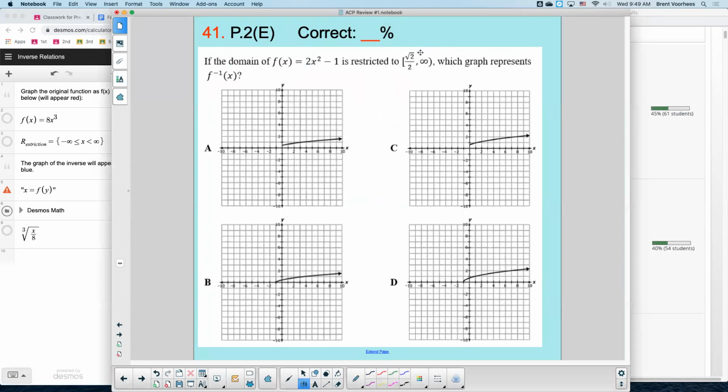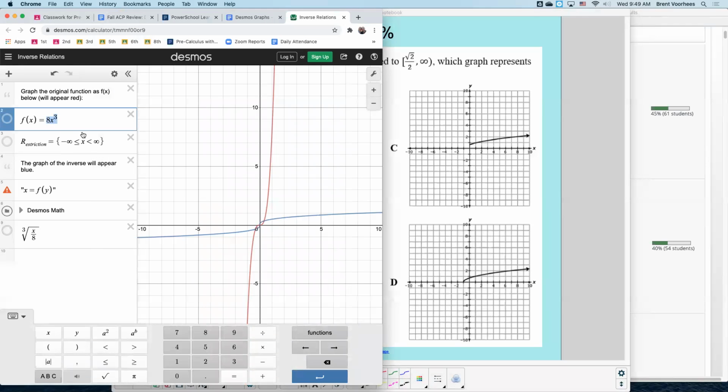You're about to learn why I did this restriction over here. It says if the domain of f of x equals 2x squared minus 1 is restricted to this, which graph represents? Again, that's the inverse symbol. So what we'll do is we'll go to f of x and type in 2x squared minus 1.